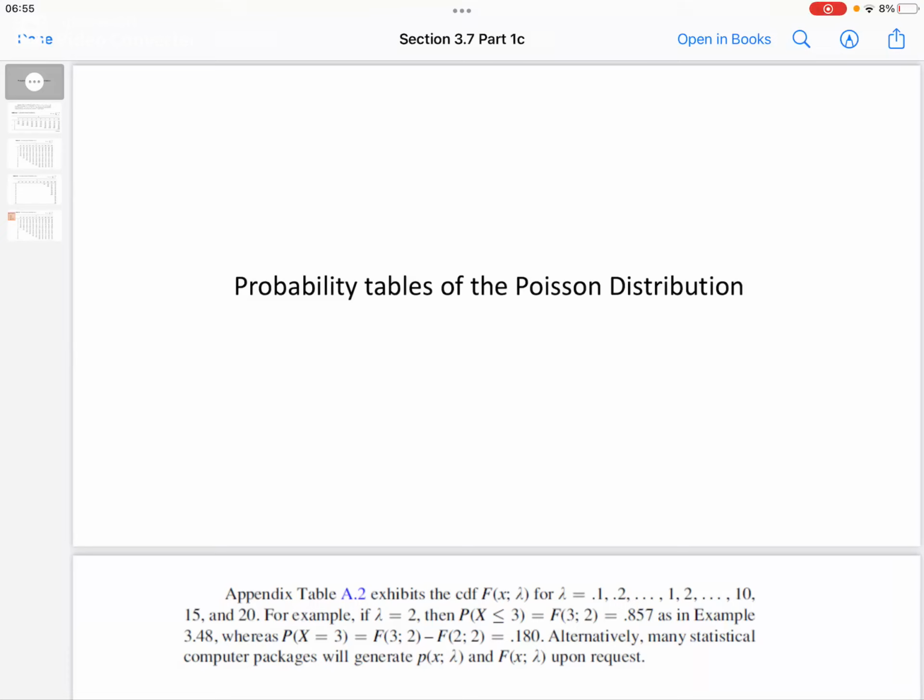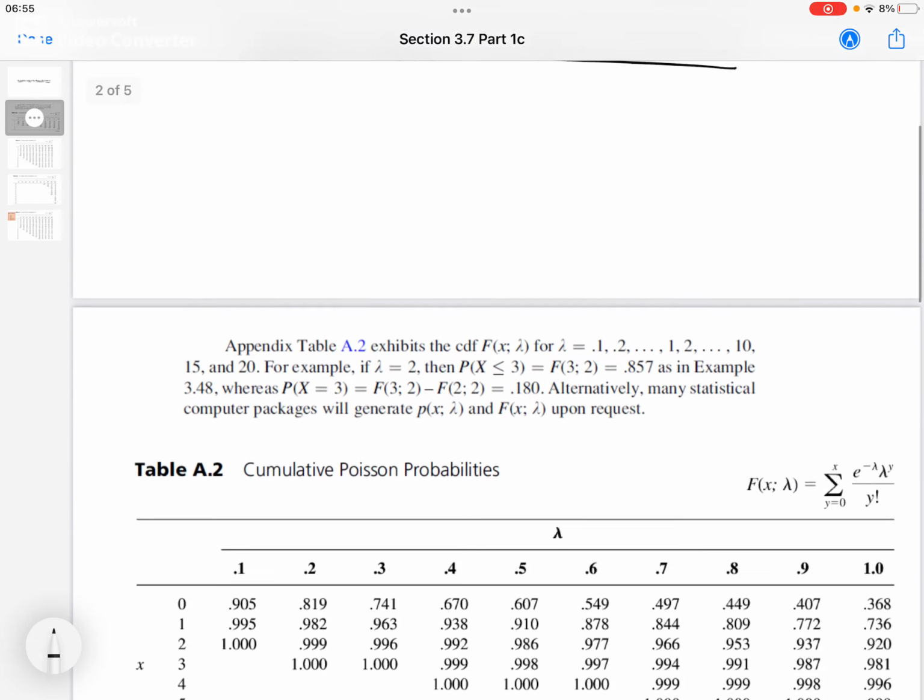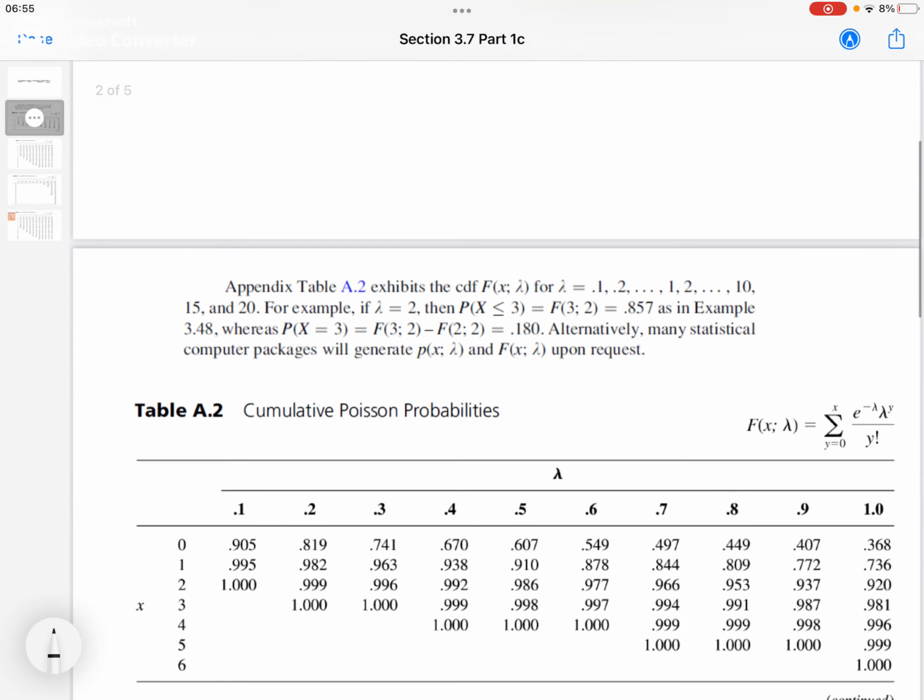In the last part of this video, part 1c, we will have a look at the probability tables of a Poisson distribution. The probability tables can be found at the end of the textbook in a PDF called Back Matter. In that document, you have the appendix, which consists of the tables and also answers to odd-numbered exercises. The table for the Poisson distribution is given in table A2 in the appendix.